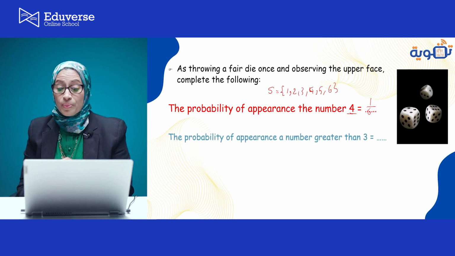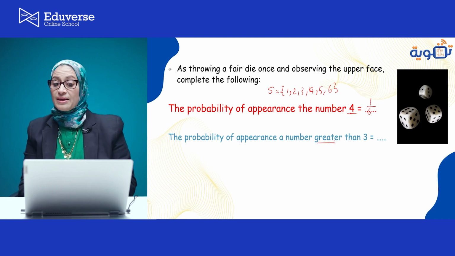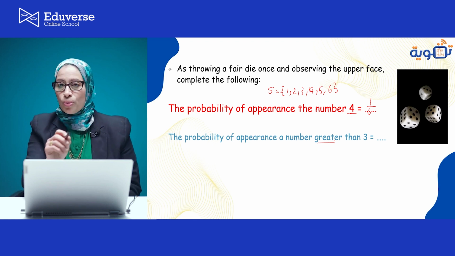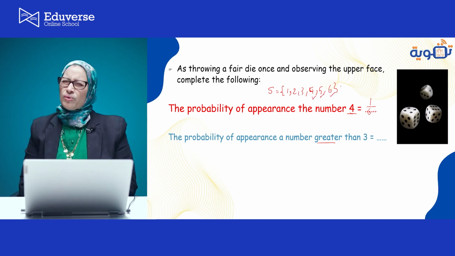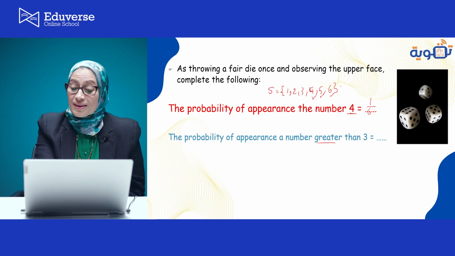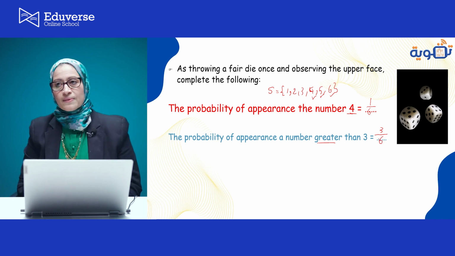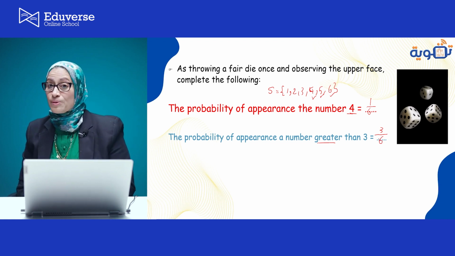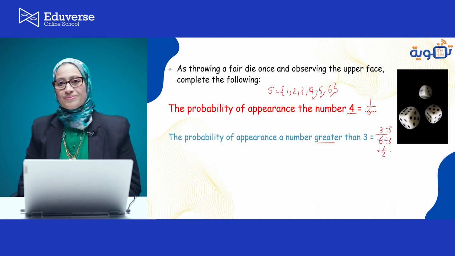Let's try another question. The probability for the appearance of a number greater. Take a look. You must read the question well. Greater means more than 3. So we must go back again to my sample space. How many numbers are greater than 3? 4, 5, 6. So I have 3 numbers. Now, where can I put these 3? It will be in the numerator. Why? Because I must put the events up in the numerator, then the total of the sample space, which is 6, in the denominator. But I must make it in simplest form. So I'll divide both sides by 3, up and down. Then I will get in the simplest form 1 over 2.